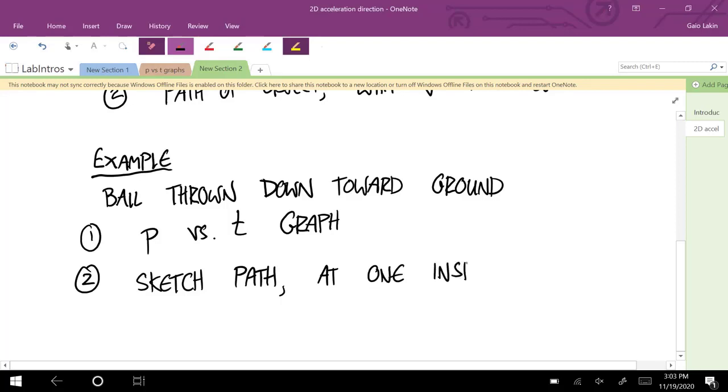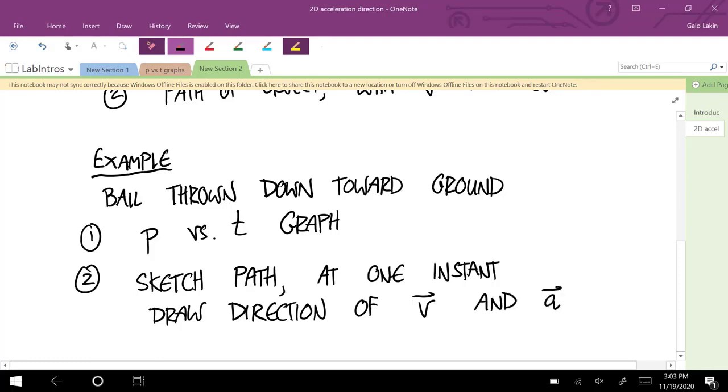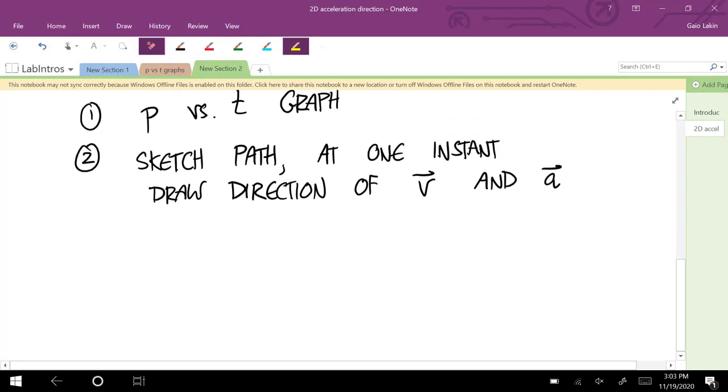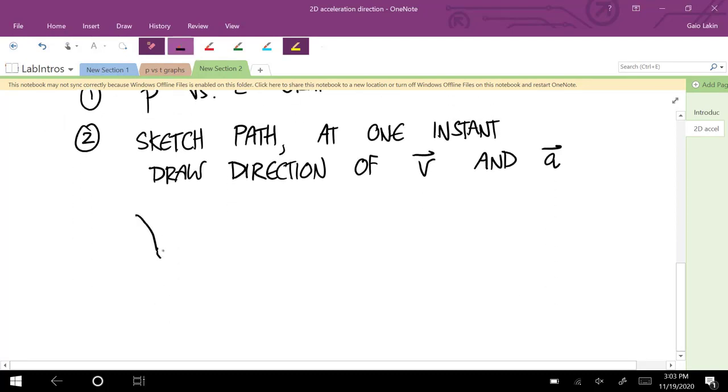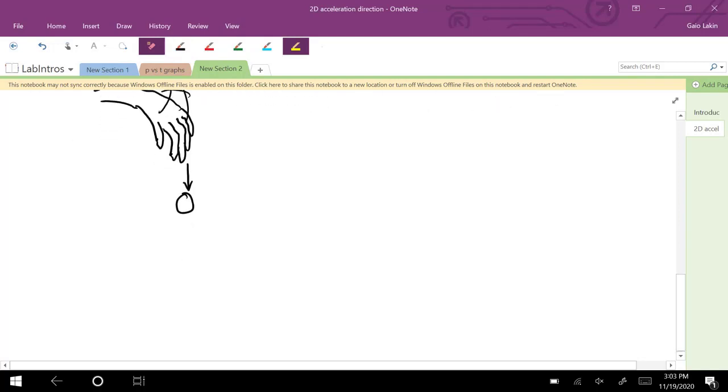So at one instant, we want to draw the direction of the velocity vector and the acceleration vector. Okay, so what's happening here? This object, this ball is thrown down towards the ground. So it starts out with a downward velocity and it goes straight down towards the ground.